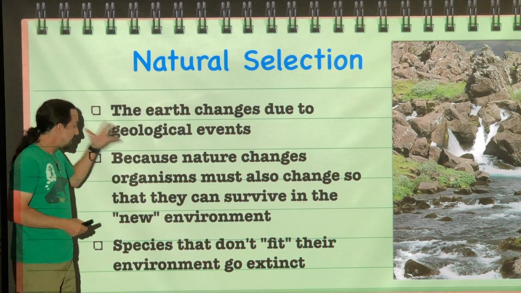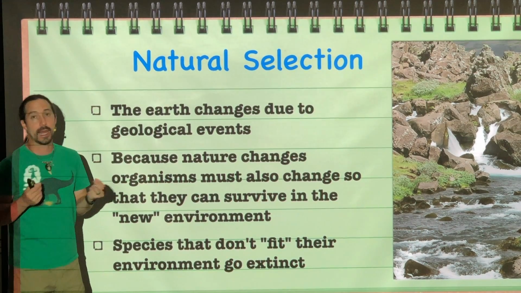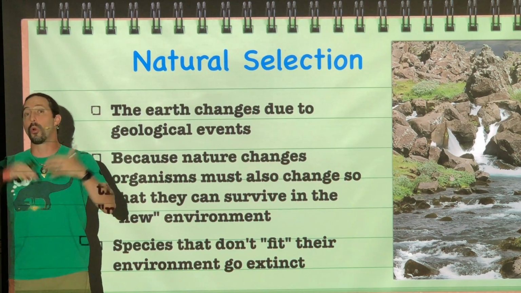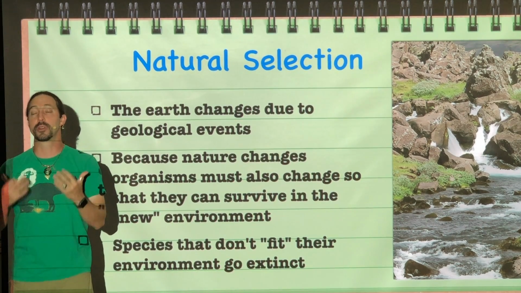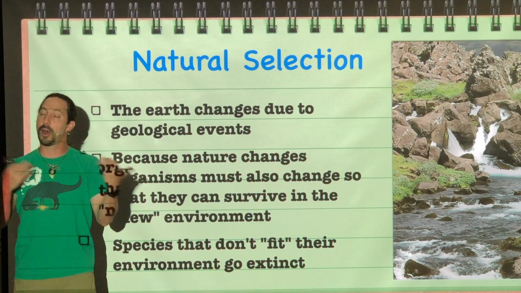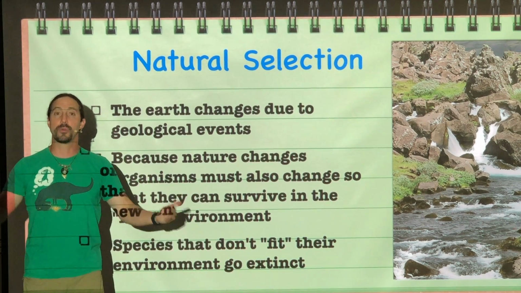The species that don't end up fitting that new environment, the species that don't have those traits, or the organisms that don't have those favorable traits will end up dying off and being unable to have offspring, and their alleles then will disappear.